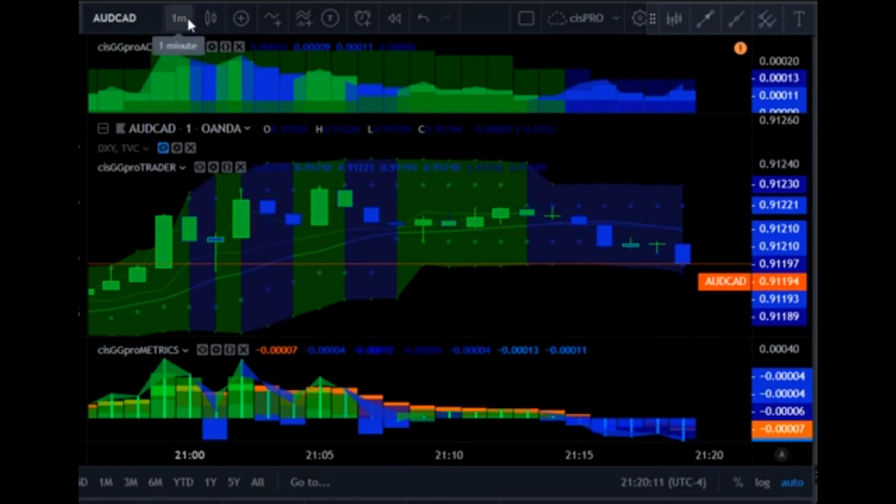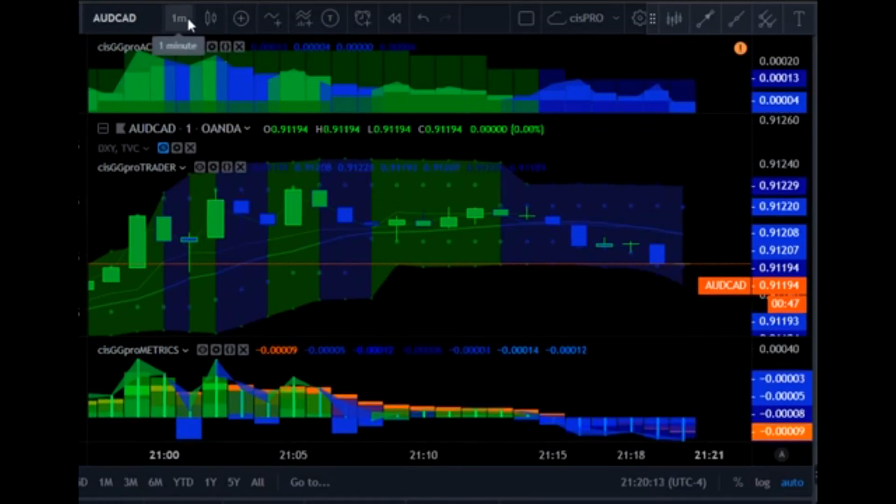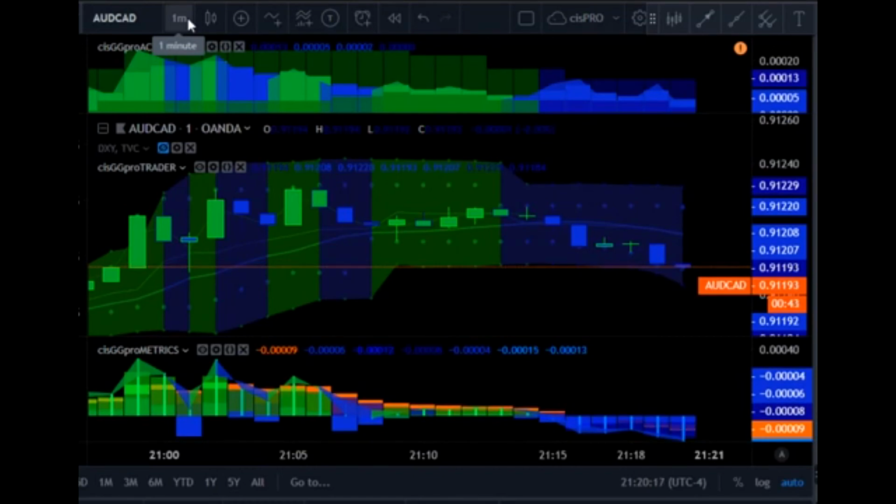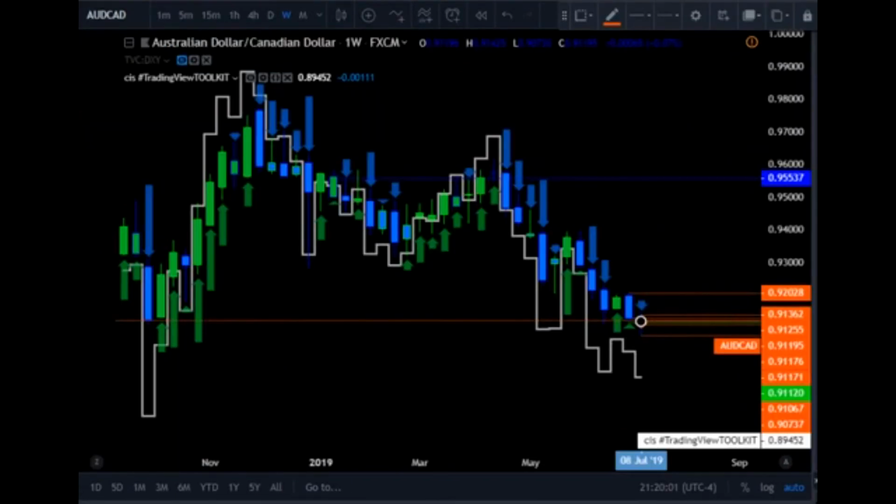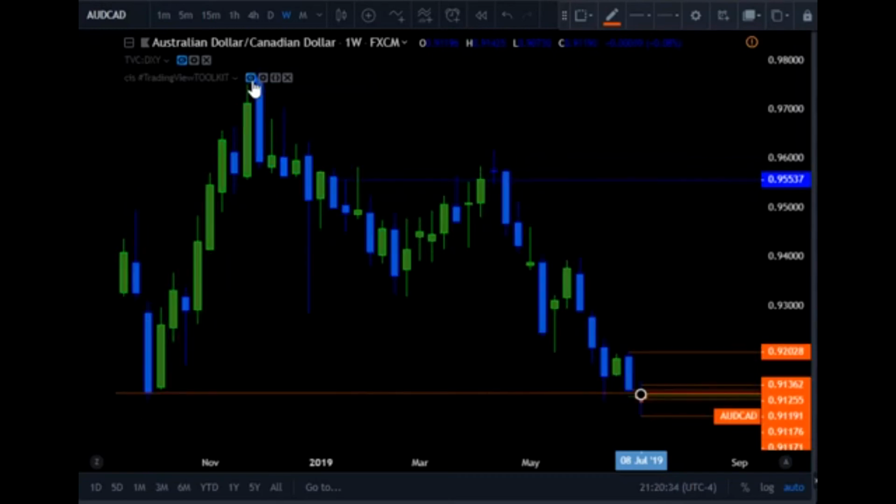So once again, I'm JC. This is the Australian dollar, Canadian dollar inFOCUS with TradingView Toolkit and FX Insights and a little bit of market analysis and a look at some of those Pro Trader levels. I'll go back to that just before we exit out of here, and I'll pull the algorithm off.